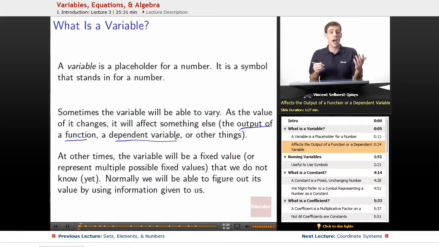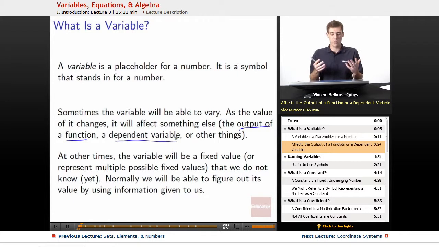If we see something like y equals 3x, where we change x, we make it the independent variable, so we put in different things for x, and it causes our dependent variable y to change, varying on what we put in for x, or something else. So that's one way of looking at a variable. It's something that's allowed to vary, and it causes other things to shift around as it changes.